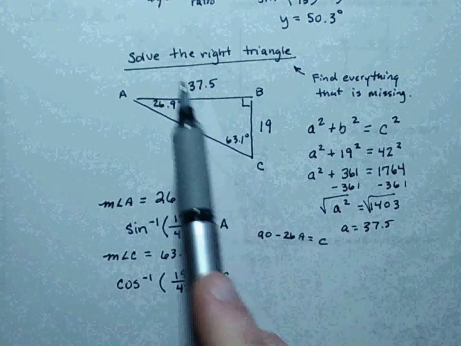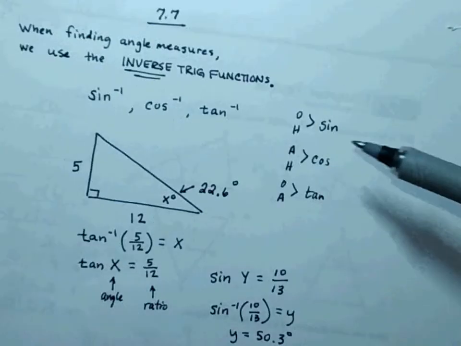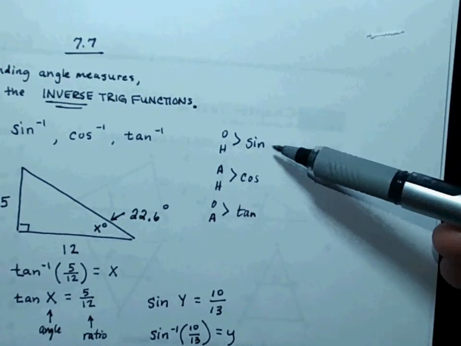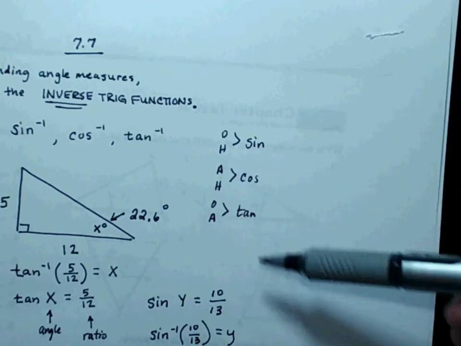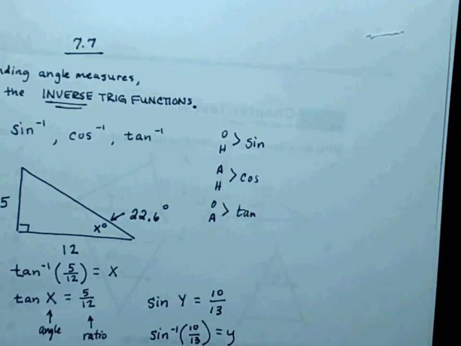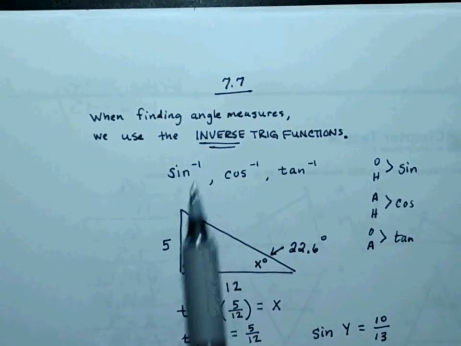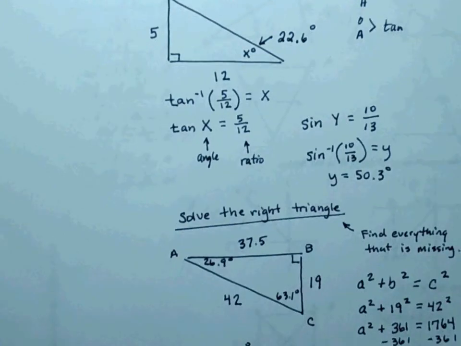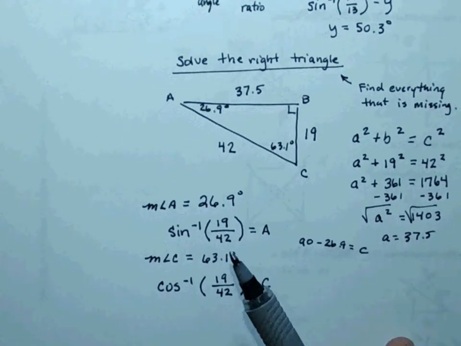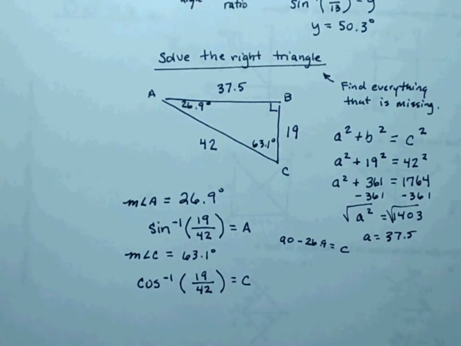So if you're asked to solve the right triangle, that's what it means. You have to find everything that's missing. You really need to know for 7.5, 7.6, 7.7 that sine is opposite over hypotenuse, cosine is adjacent over hypotenuse, tangent is opposite over adjacent. When we are trying to find the angle measures, you have to use the inverse. Make sure that your calculators are in degree mode, and make sure you remember either Oscar had a heap of apples or SOHCAHTOA, one of those two.